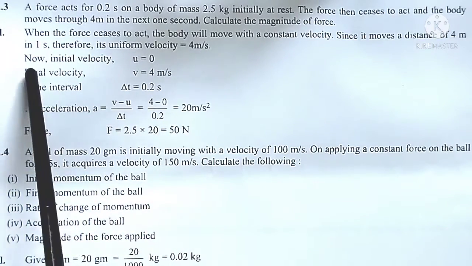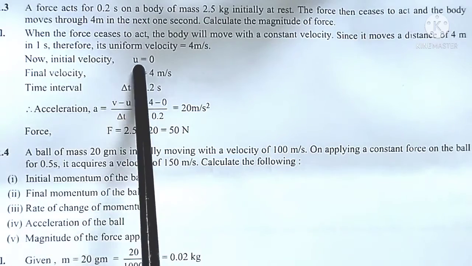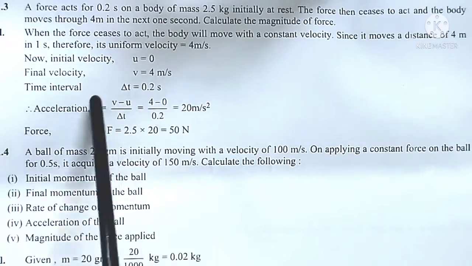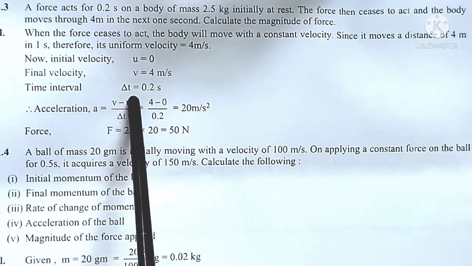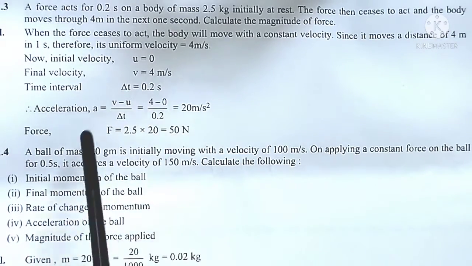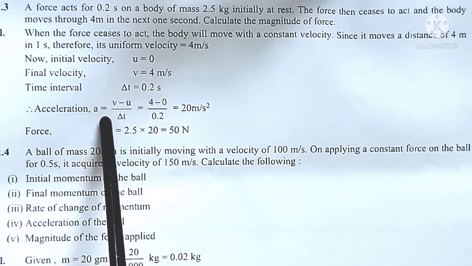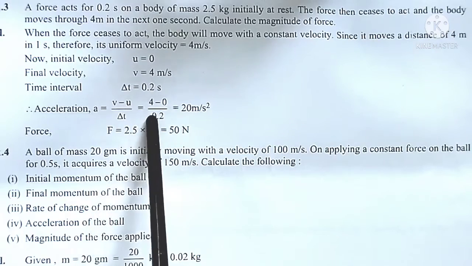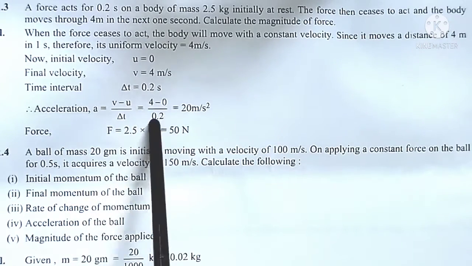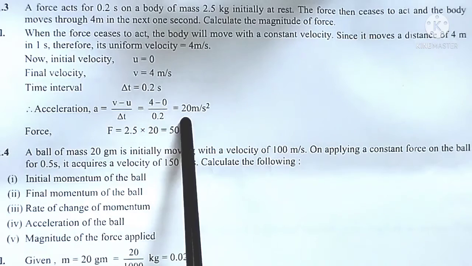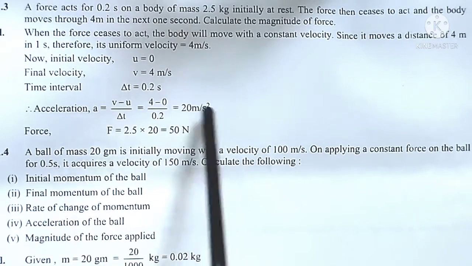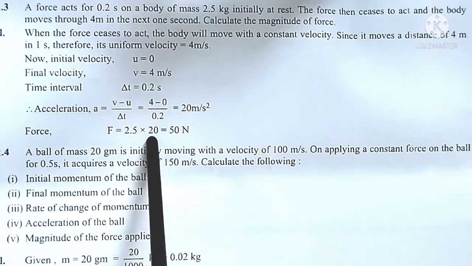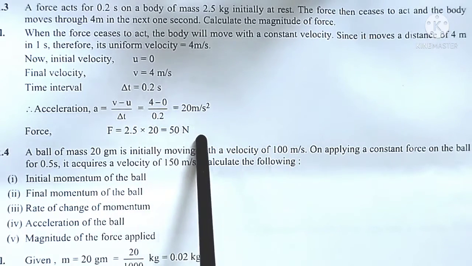Now initial velocity u is equal to 0, final velocity v is equal to 4 meter per second, time interval delta t is equal to 0.2 second. Therefore acceleration a is equal to v minus u divided by delta t, that is equal to 4 minus 0 divided by 0.2, that is equal to 20 meter per second square. Force is equal to 2.5 into 20, that is equal to 50 Newton.